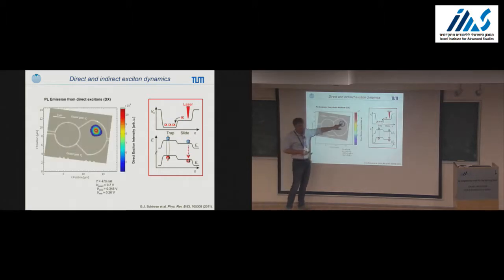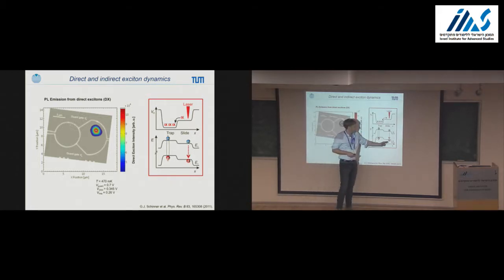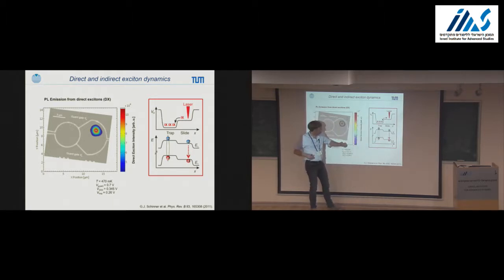We excite here, and now we're just looking at the emission of the direct excitons. The direct excitons have a lifetime of, let's say, a couple of hundreds of picoseconds, let's say 1 nanosecond. So the diffusion is 2D, and they spread out only here. They don't make it very far. They stay in the slide gate.